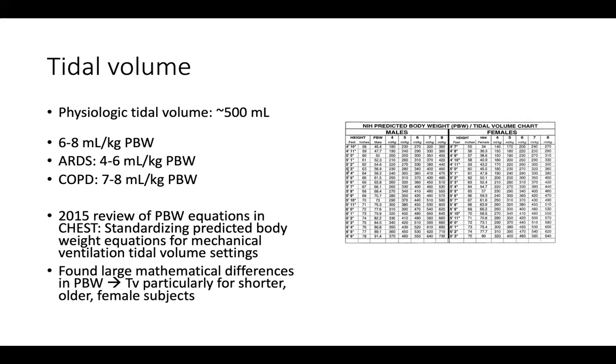But the other point that I wanted to make is that different studies have used different equations to generate the predicted body weight. And that can actually be significant. A 2015 review of various studies that were using different equations found that these different equations produced different numbers, which again will lead to different tidal volumes used. And that was even more noticeable if patients were shorter, if they were older, or if they were female. So what ATS and CHEST recommend is using the equations that were used in the ARDSNet trials, and the numbers from those equations are shown at right.